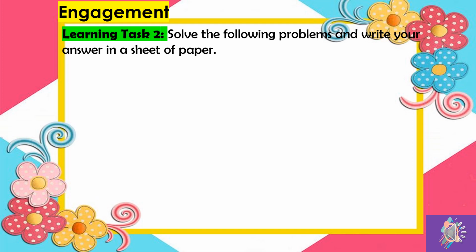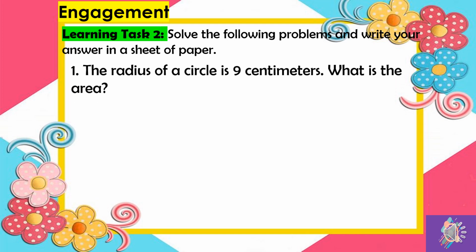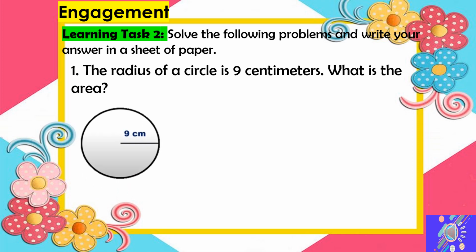For the engagement, learning task 2, solve the following problems and write your answer on a sheet of paper. For problem number 1, the radius of a circle is 9 centimeters. What is the area? Okay, so let us now answer learning task 2, number 1. The radius of the circle is 9 centimeter. So let us now find the area.